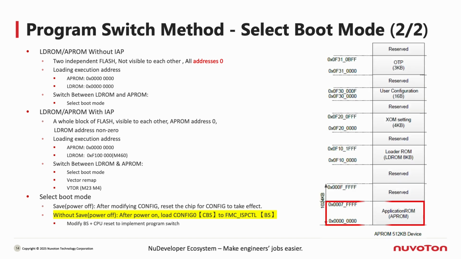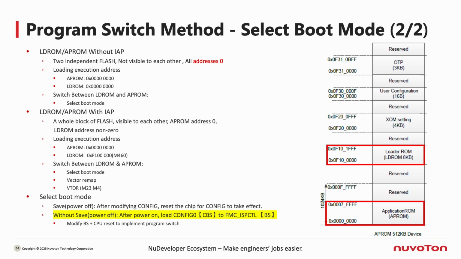With IAP, the LD-ROM and AP-ROM are considered as a single block of memory, visible to each other. The first address of AP-ROM is 0, and the first address of LD-ROM is non-zero. For example, the starting address of LD-ROM in M460 is 0x0F100000. So, if it is the M460 series, in order to set the loading and execution address of the program to the LD-ROM, it must be set to 0x0F100000.